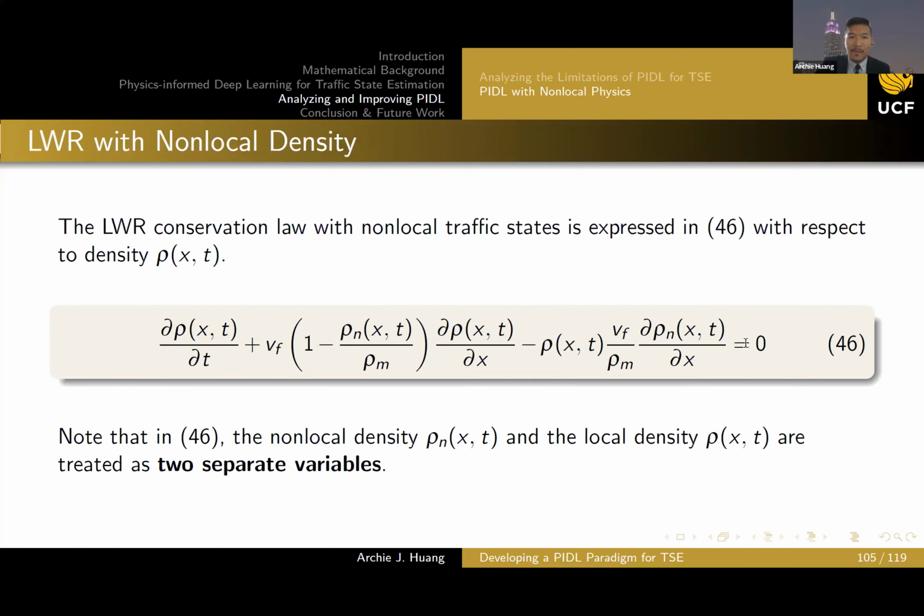So now, if we combine the LWR with nonlocal density and this Green-Shields fundamental diagram, we will have equation 46. In this equation, the partial derivatives of the nonlocal density rho_n and the local density are treated as two separate variables when we compute the partial derivatives, and that's how we acquire this nonlocal version of LWR paired with the Green-Shields fundamental diagram.